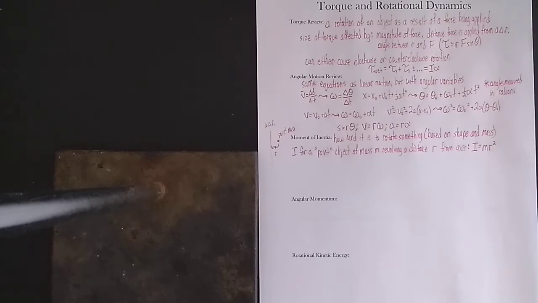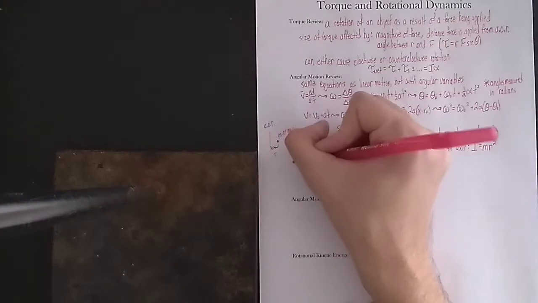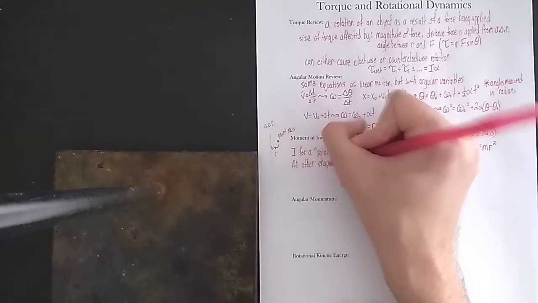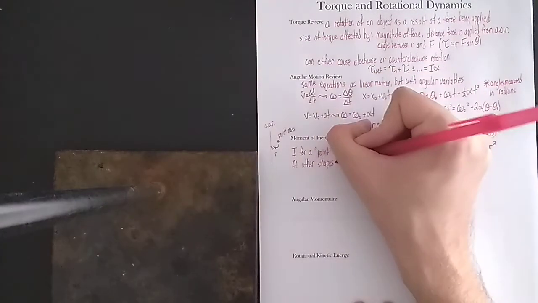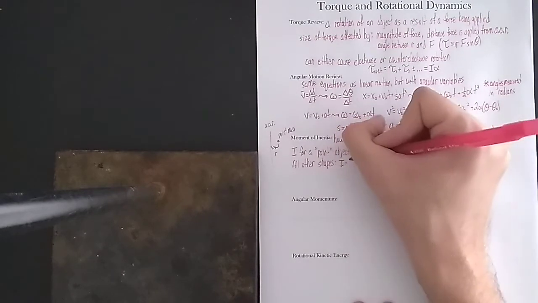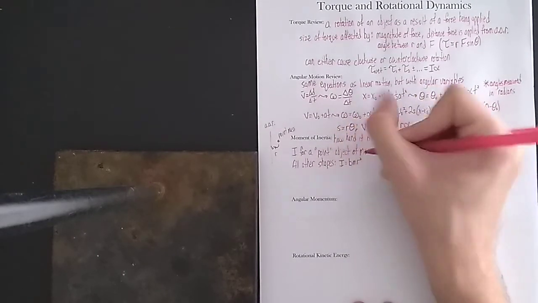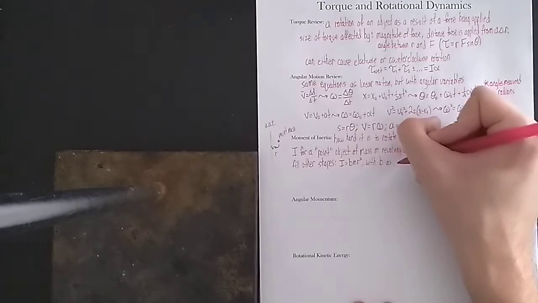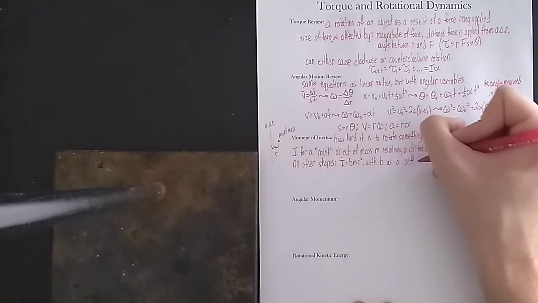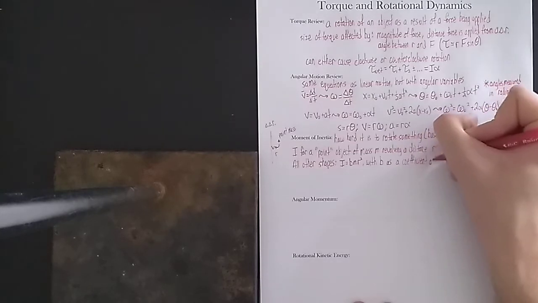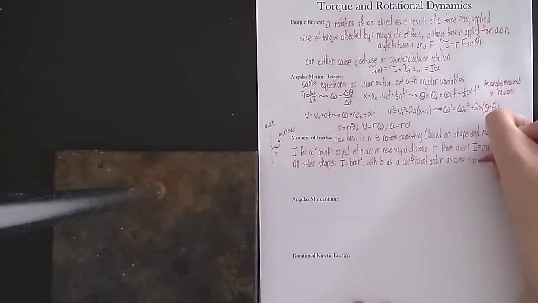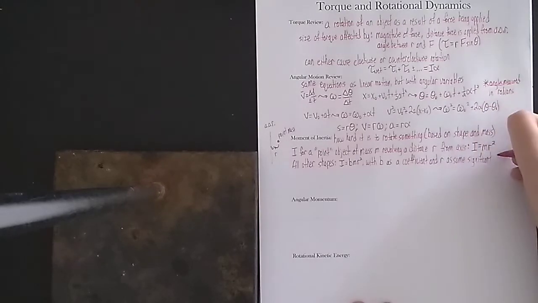If you have some extended object, your moment of inertia will be different. So for all other shapes, unless you can count it as a point mass, and we'll look at examples where you can count things as a point mass and where you can't, for all other shapes, I is equal to, I'm just going to put b times mr squared, with b as a coefficient and r as some significant distance.